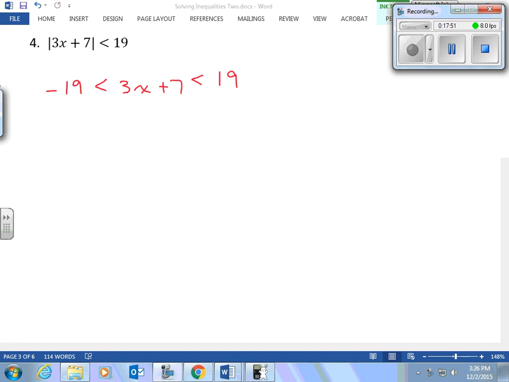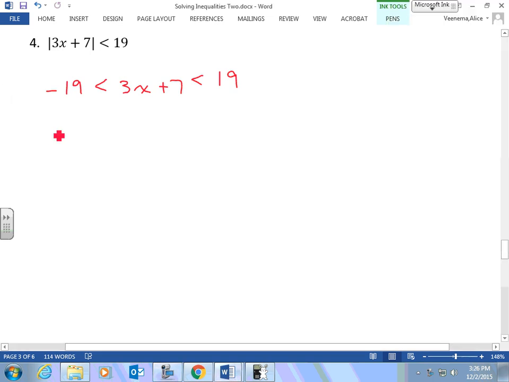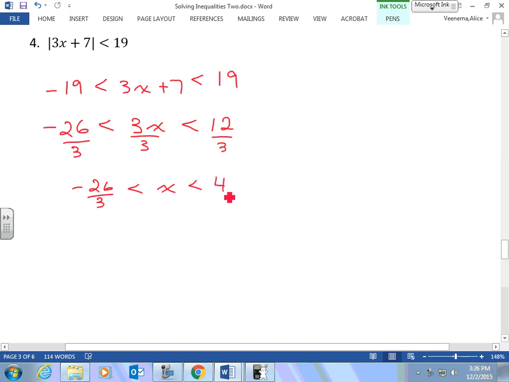Let's isolate the x term here. We'll subtract 7 from both sides. So I have negative 26 is less than 3x, which is less than 12. And then let's divide every term by 3. So we have negative 26 over 3 is less than x, which is less than 4. So there's our solution. It's the interval from negative 26 over 3 to 4.